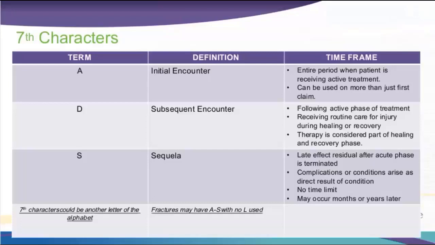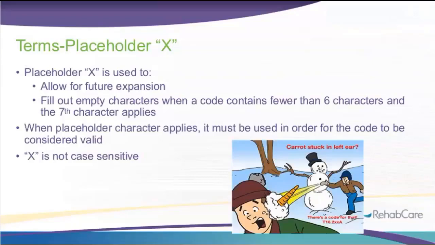Now, there are other 7th characters in other chapters, and some of the examples of that are fractures. They may have an A through S, and they're never going to use an L. So there are some chapters in the book where you may see something other than the A, D, or S on the end of it. So that's why it's important that you're looking that up in the book to make sure you're getting an accurate 7th character.